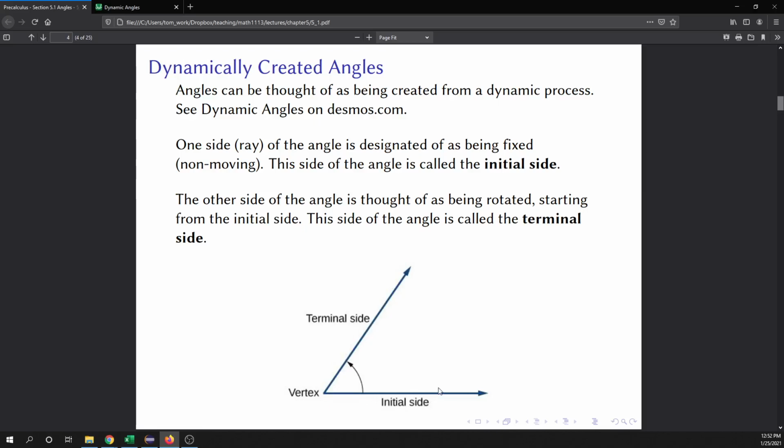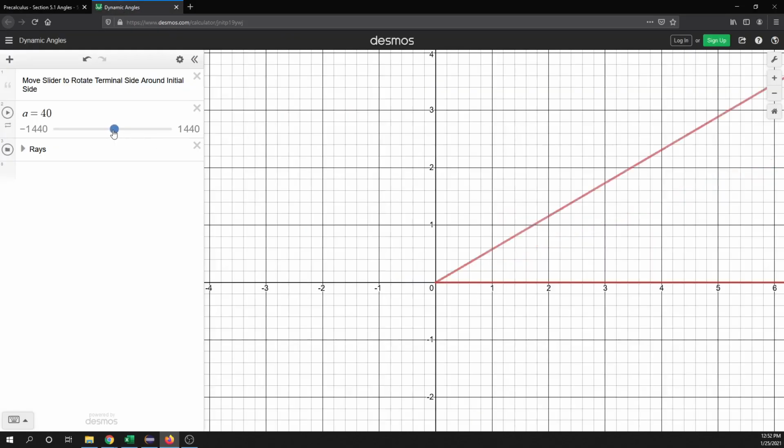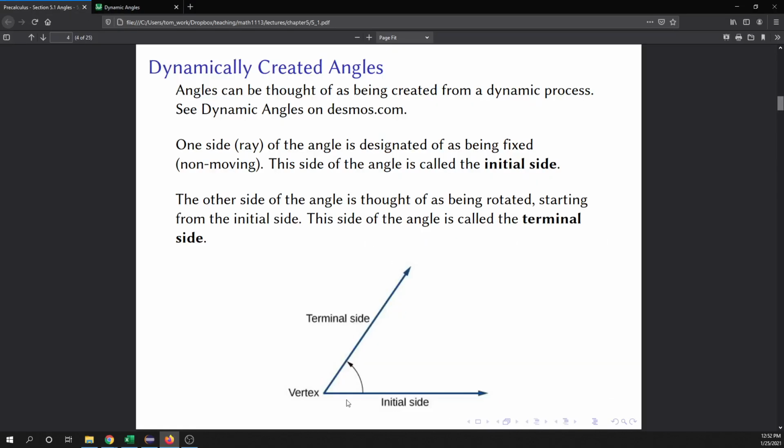It is really useful in a number of real-world applications to think of angles in a dynamic sense, not just as two half lines that have a common endpoint, but as a terminal side that was rotated about the initial side and stopped somewhere. Again, the side that stays put in the rotation is called the initial side. The side that gets rotated around is called the terminal side.